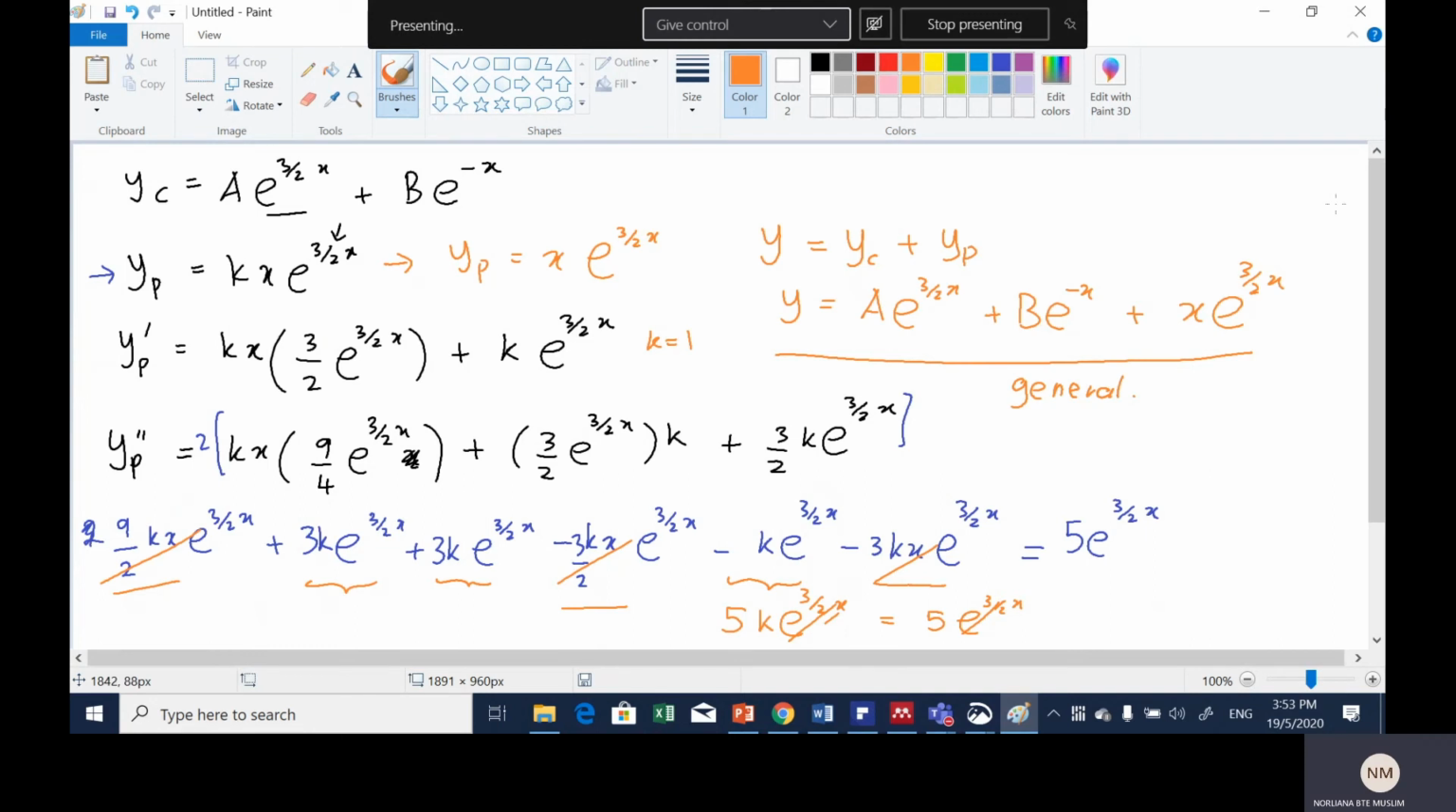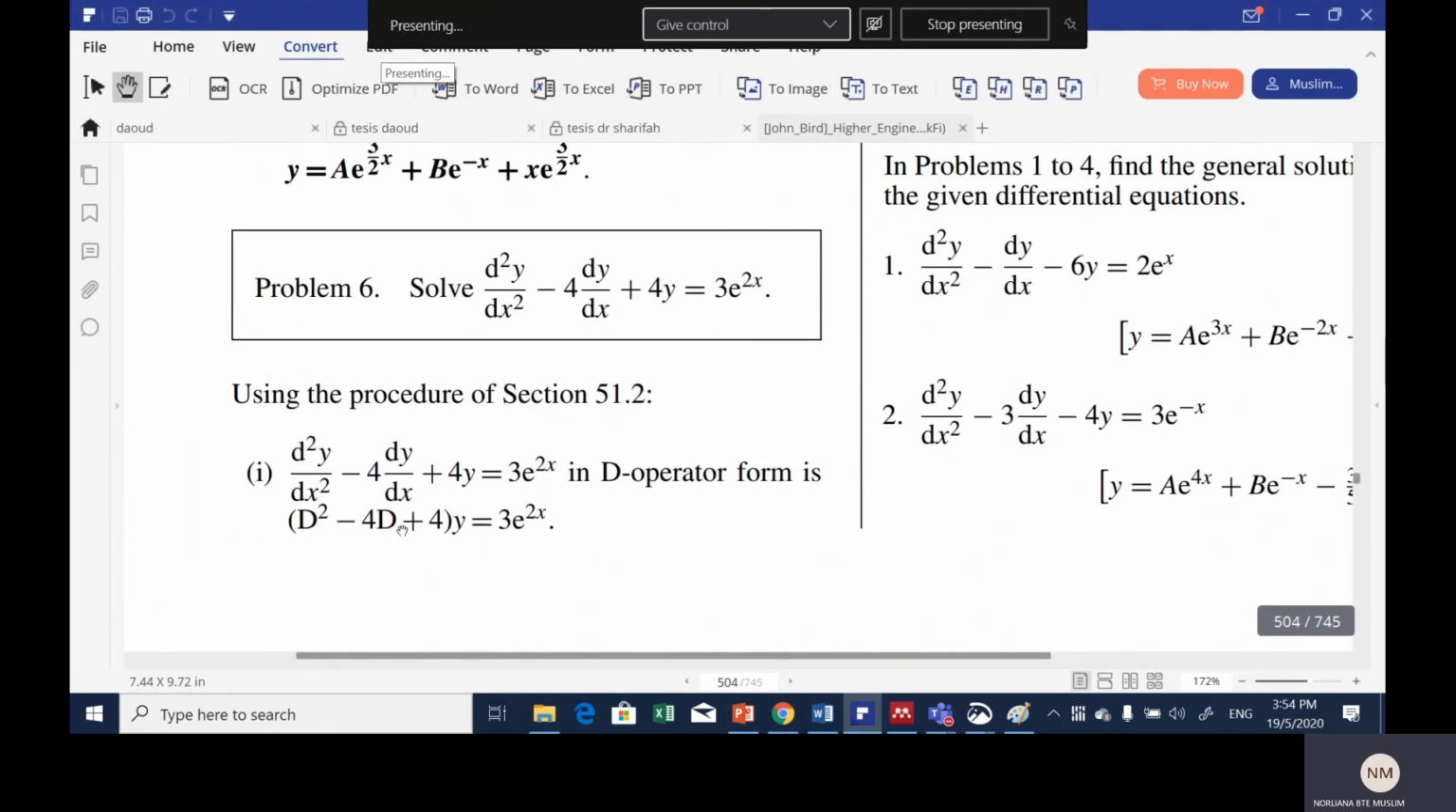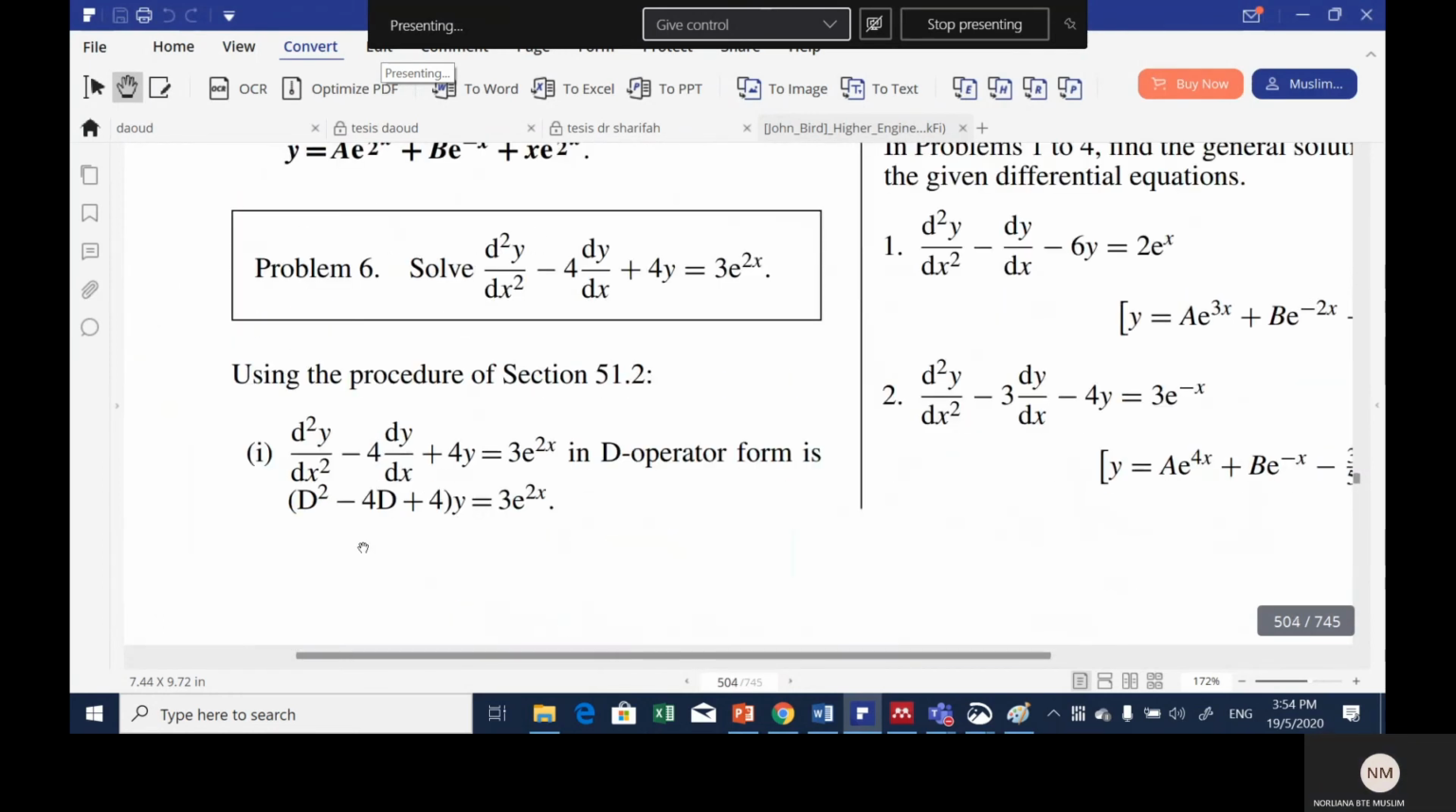Okay, so now we see problem number 6. So this is problem number 6. On the right hand side, it is non-homogeneous. So first we write down the auxiliary form. Refer to the one on the left hand side only.